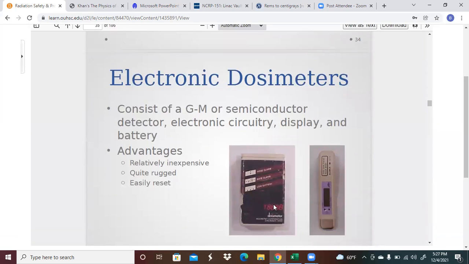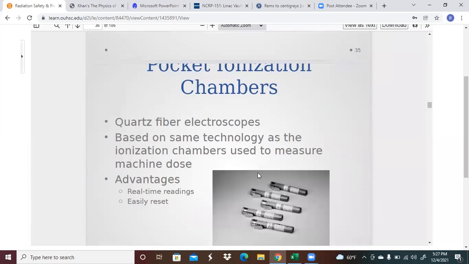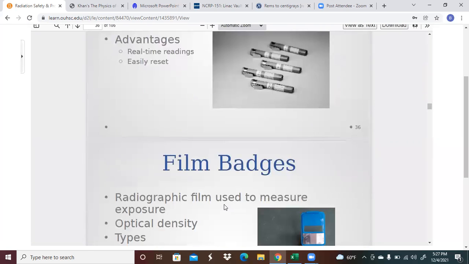So the electronic dosimeters consist of a GM or semiconductor detector, electronic circuitry, display, and battery. The advantages here: relatively inexpensive, they're rugged, and easily reset. Pocket ionization chambers, quartz fiber electroscopes, are based on the same technology as the ionization chambers used to measure machine dose. And the advantages are real-time readings, and they're easily reset.